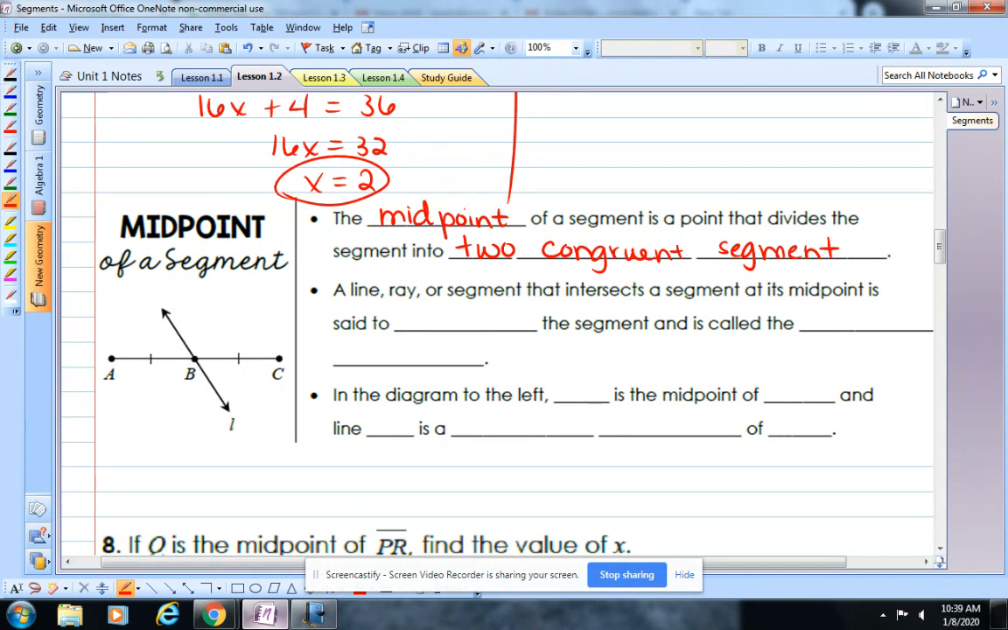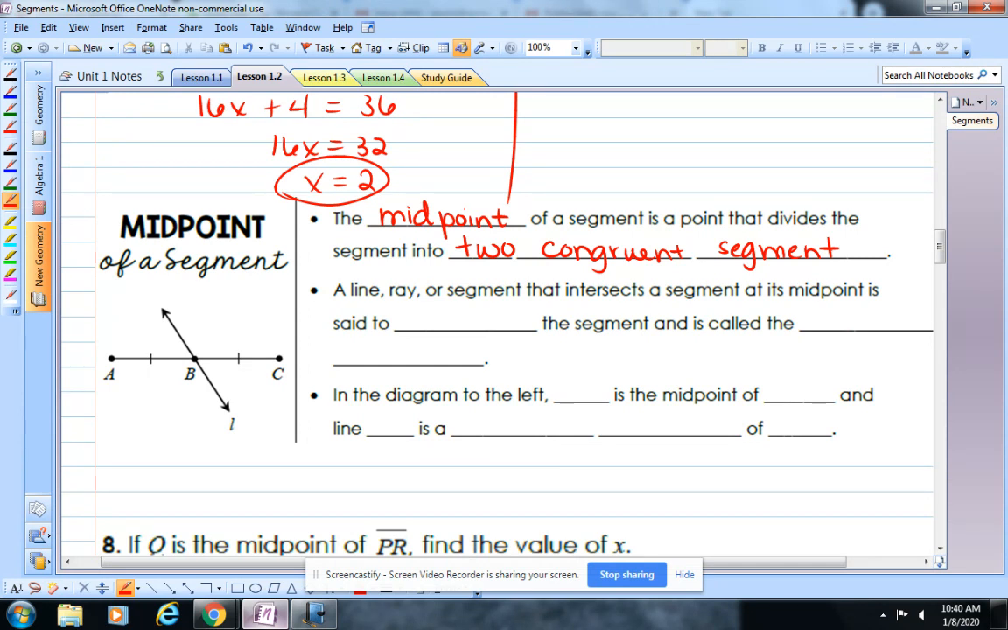Okay? It sounds exactly like what it is. The midpoint is the point in the middle of a segment. Okay? And it divides it equally. So B right here is the midpoint of A and C. So AB and BC have the same length.